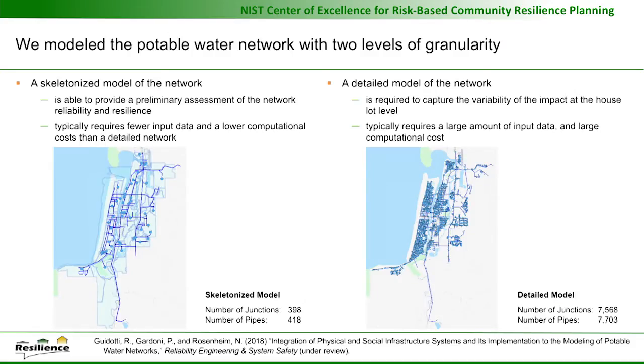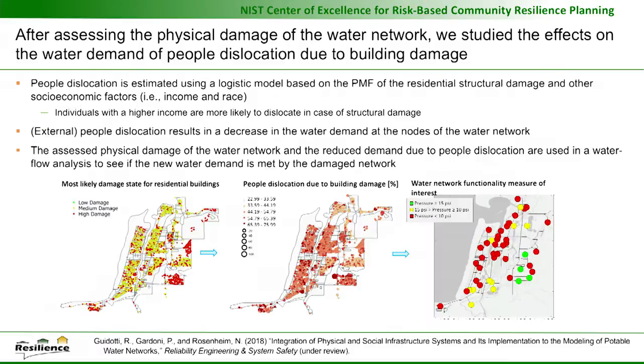We modeled the potable water network with two different levels of granularity. One is a skeletonized model of the network that I'm showing on the left, where we consider only the main water lines of 6-inch diameters or bigger. The other one is a detailed model network where we consider every line going to each individual home.